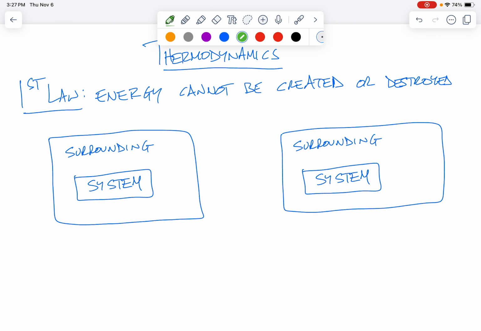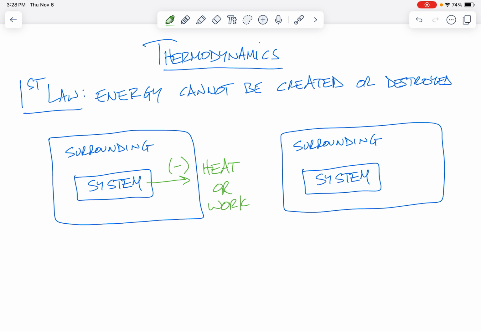When we say that the system is acting on the surroundings, we assign it a negative sign. So in science, we know that the sign convention is really important. So if the system is acting on the surroundings, it's a negative sign. What could be acting on the surroundings? Well, typically it's going to be heat. It can involve work as well. Work from the perspective of chemistry has to do with a change in moles of gases. If the surroundings are doing work onto the system, we assign that a positive sign, and that too would involve either heat and or work.